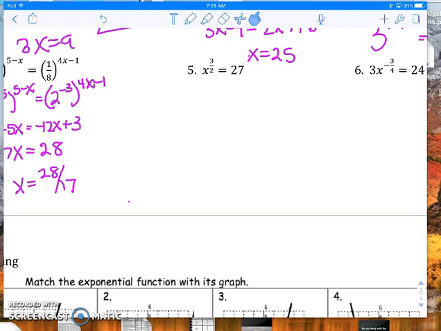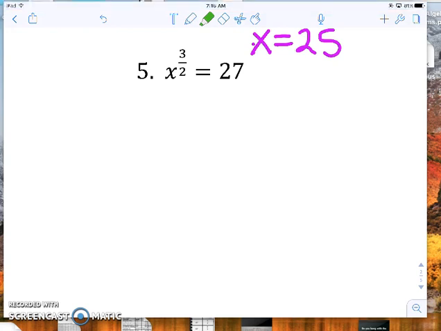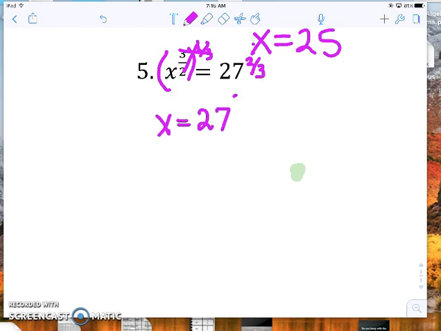So as we take a look at this next one, we can see that our variable is in the base of the exponent. So let's see if I can get this turned on and working. Here we go. Let's try this now. So we'll raise each side to the 2/3. So x equals 27 to the 2/3.